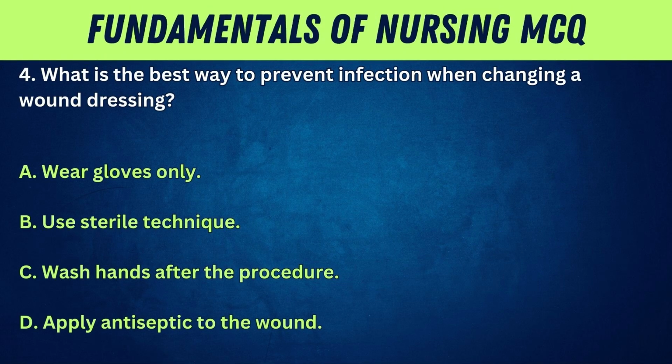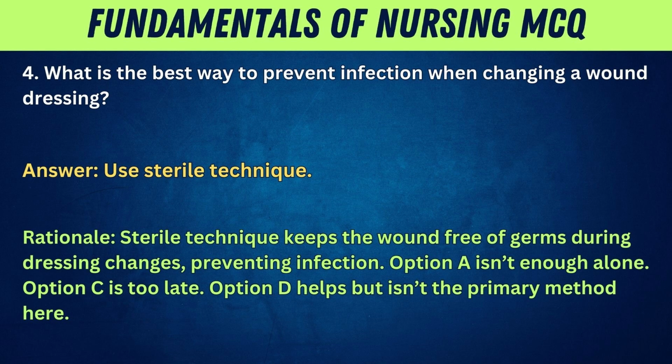4. What is the best way to prevent infection when changing a wound dressing? A. Wear gloves only. B. Use sterile technique. C. Wash hands after the procedure. D. Apply antiseptic to the wound. Answer. Use sterile technique.